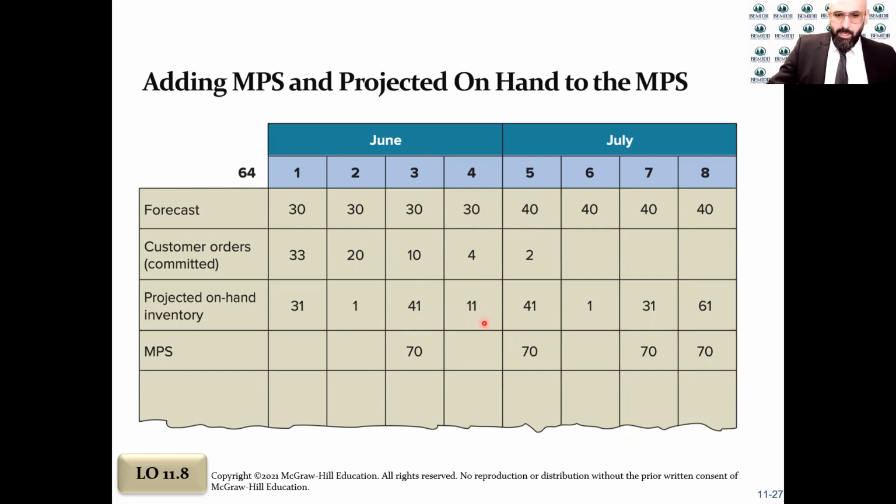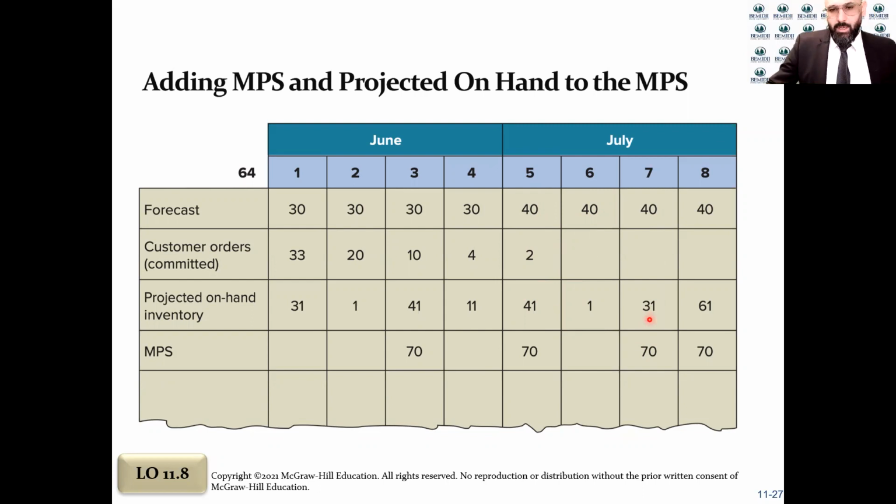So we have about 81 available. You are expecting to send 40 to the customer. That would leave you with 41. That is enough to satisfy the demand for period 6. So you send 40 to the customer, or expect to send 40 to the customer. That will leave you with 1. 1 is not enough to satisfy the demand for the next period. So you issue an MPS of 70.